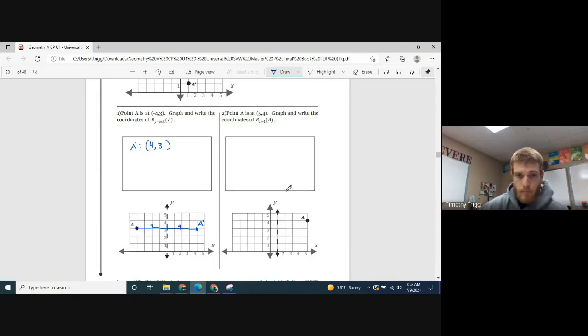Now let's try this one. So point A is at (5, 4), and they've already plotted that point for us. Graph and write the coordinates of, and this time it says R, reflection, and then it says x equals 1 on A. So we're going to reflect A across the line x equals 1.